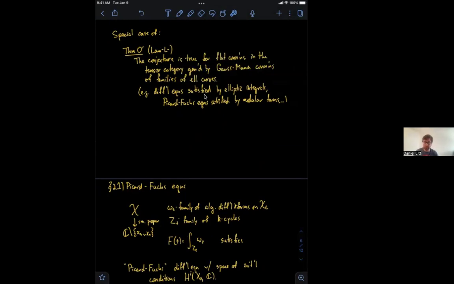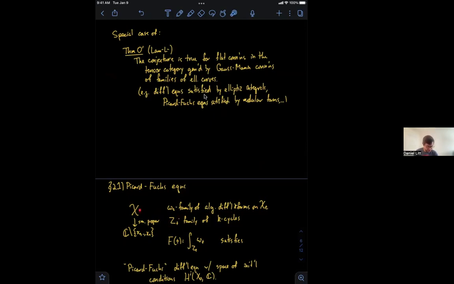So the situation is the following. One has a family of algebraic varieties over, let's say, some open subset of the complex plane. You can make it smooth proper, it's not really necessary. And then there's a way of making a function out of this. You choose a family of algebraic differential forms, omega t, where omega t is a differential form on the fiber Xt. And you choose a family of k cycles.